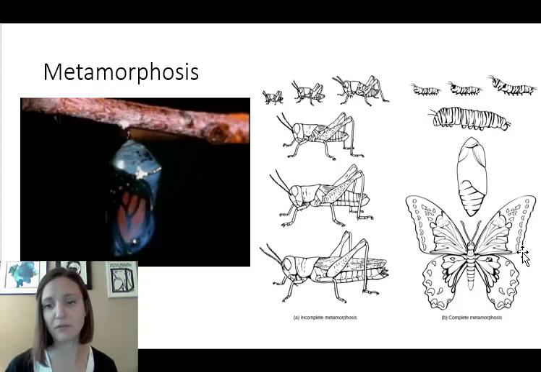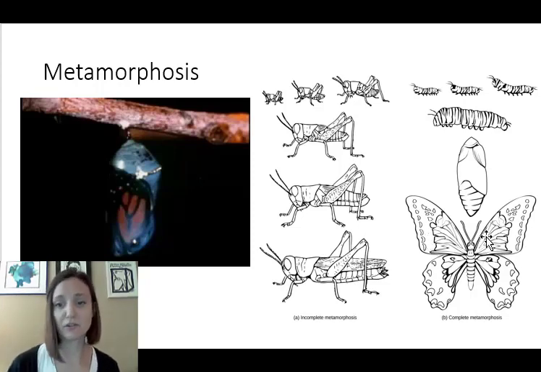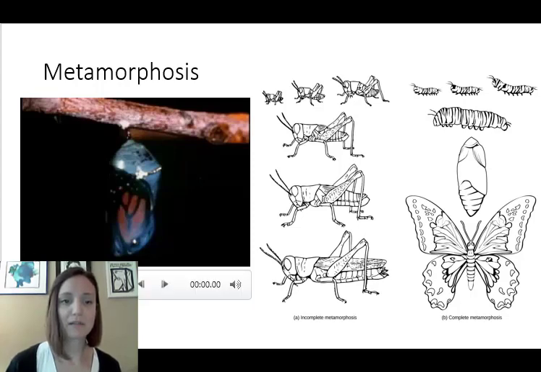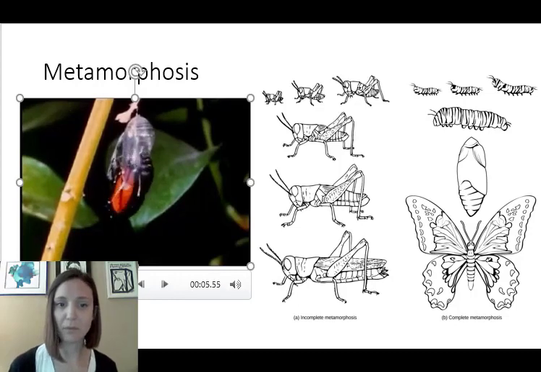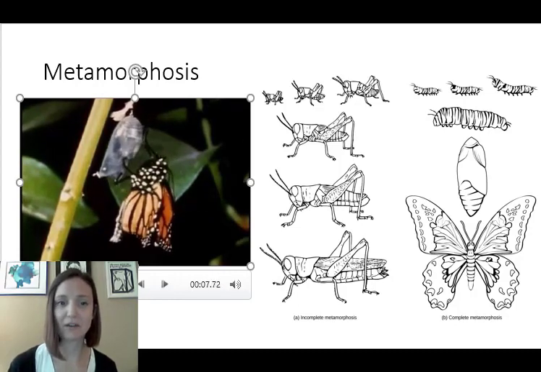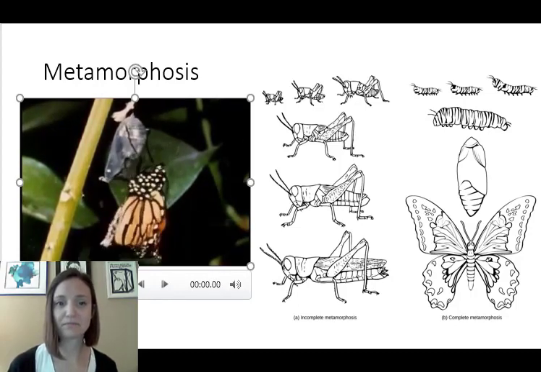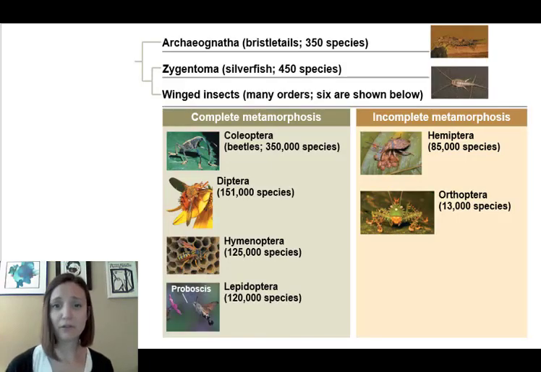And same thing over here with the complete metamorphosis. They're not sexually reproductive until their adult stage either, but they're distinctly different in their adult stage versus their larval stages down here. So here's a sped up time lapse of complete metamorphosis of a monarch butterfly. So we've skipped over the larval stage and we're looking at the cocoon stage, the pupae stage, and how it's coming out of that cocoon. Pretty cool.